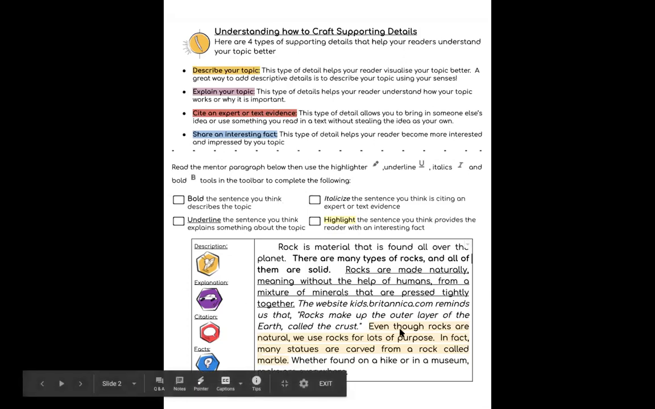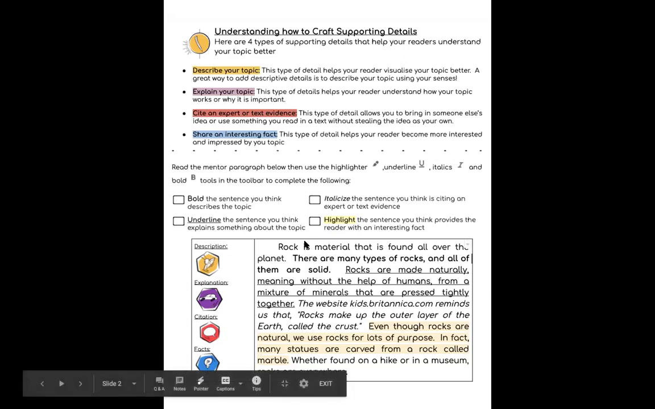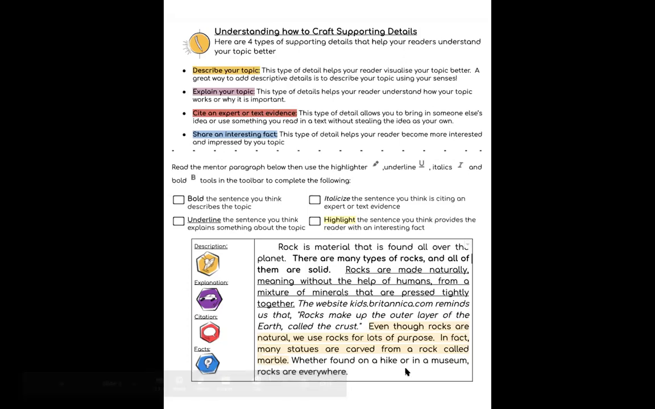And then our last one is an interesting fact. Even though rocks are natural, we use rocks for lots of purposes. In fact, many statues are carved from a rock called marble. Interesting fact, statues are carved from rocks. And then now here's our conclusion sentence. Whether found on a hike or in a museum, rocks are everywhere. Our topic sentence said, rock is a material found all over the planet. Our conclusion sentence says, rocks are everywhere. So they sandwich that hamburger together. Top and bottom bun, same but different.